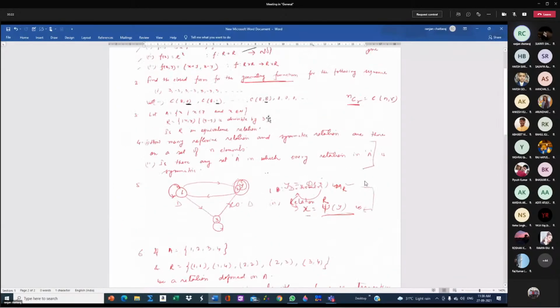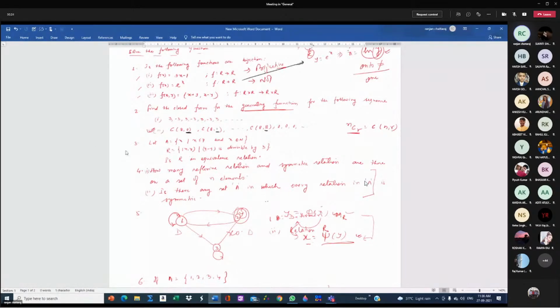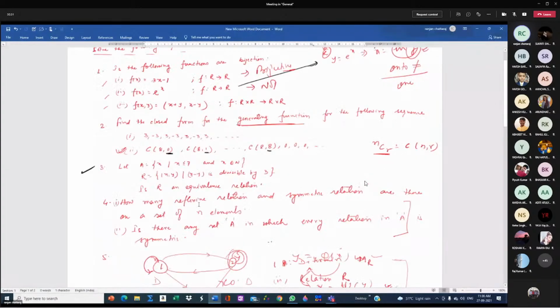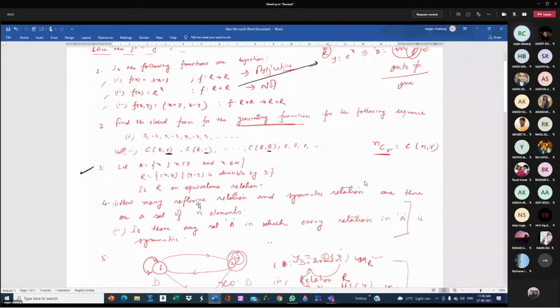Question number 3. Everybody solve it. Sir, have you written mod over there, Sir? In R is equal to xy. No, not mod. The element is xy, that means ordered pair. After that, the x minus y is not a matter. If you have any problems, then I just make it correct.